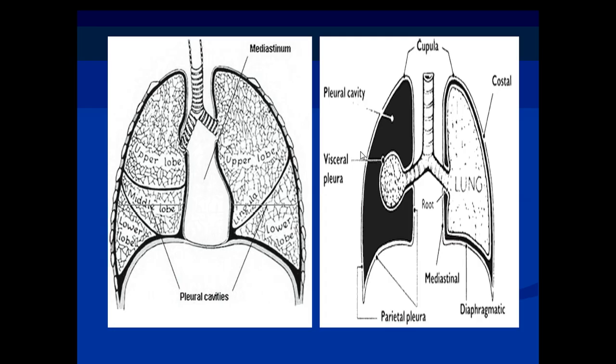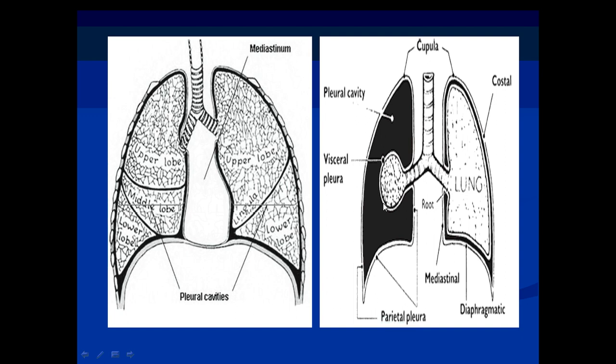This diagram shows us how the visceral and parietal pleurae are connected together at the hilum. In this diagram, the right lung is formed of 3 lobes, upper, middle, and lower, and the left lung is formed of 2 lobes, the upper and lower lobes. The lingula is a part of the upper lobe and is the substitute for the middle lobe of the right side.